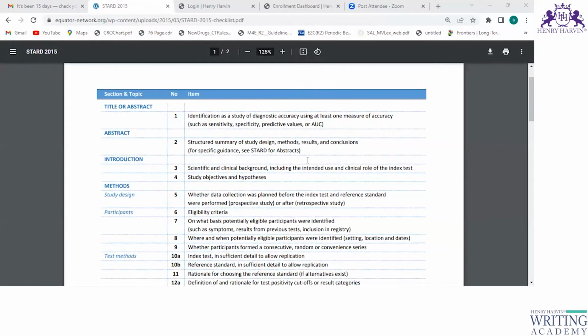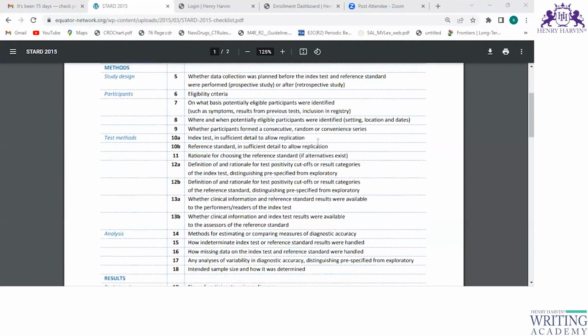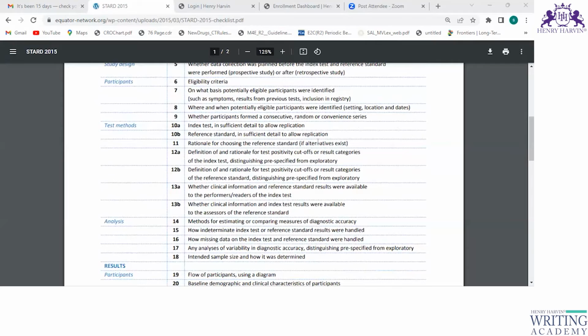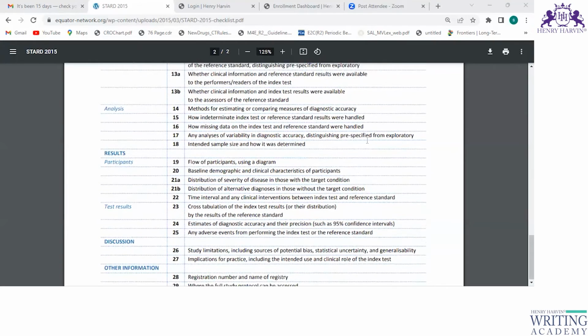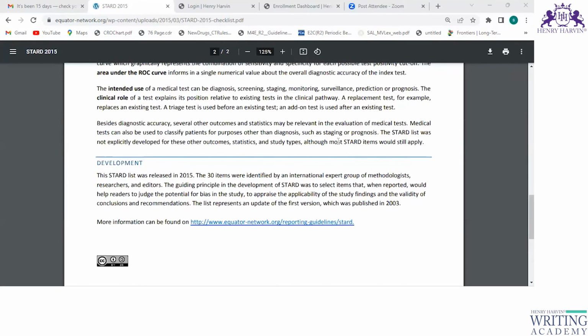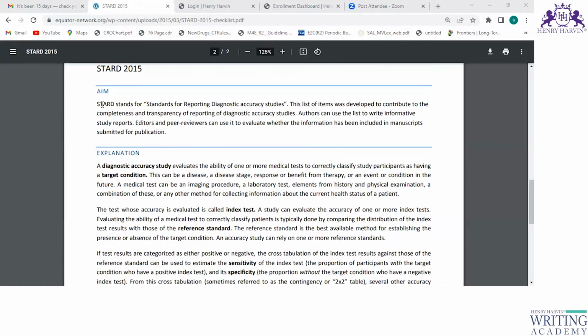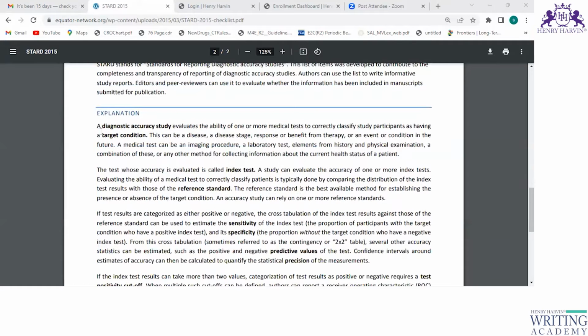See, this is the STARD checklist, but before that, there are certain terminologies which you should understand before going through this. So let's discuss that first. These are the terminologies. First, what is the definition of diagnostic accuracy? A diagnostic accuracy study evaluates the ability of one or more medical tests to correctly classify study participants as having a target condition or not.